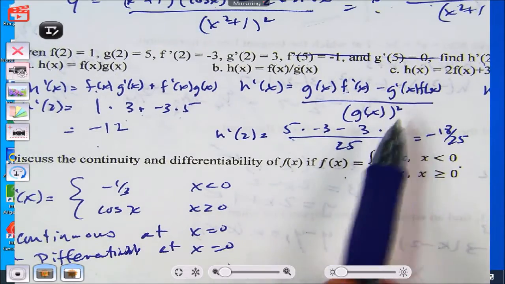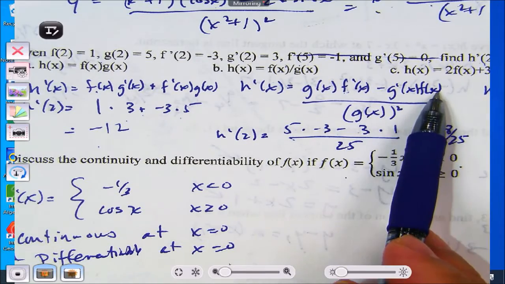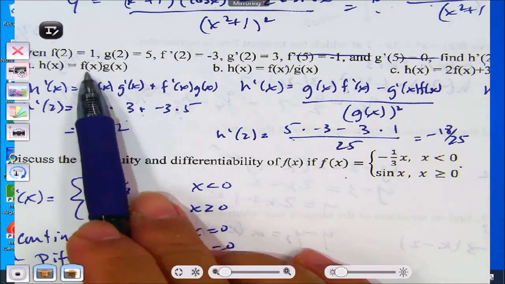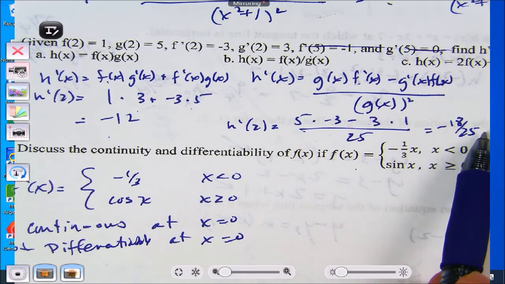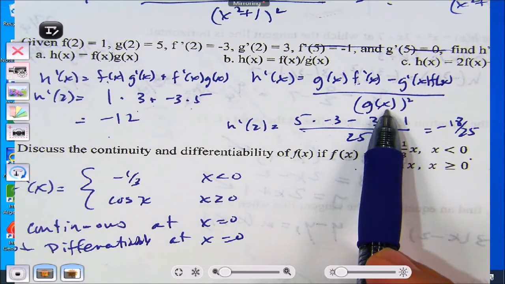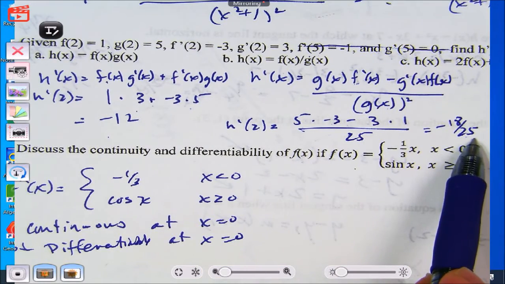Alright. So minus g prime of 2, which is 3, and f of 2, which is 1. So it's negative 15 minus 3 on top, which is negative 18, and g of 2, which is 5 squared on the bottom. So negative 18 over 25.